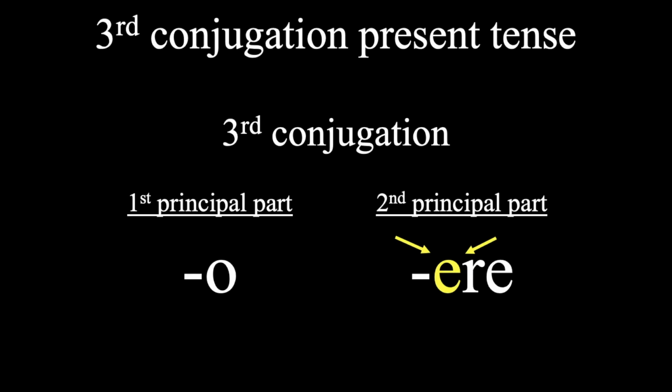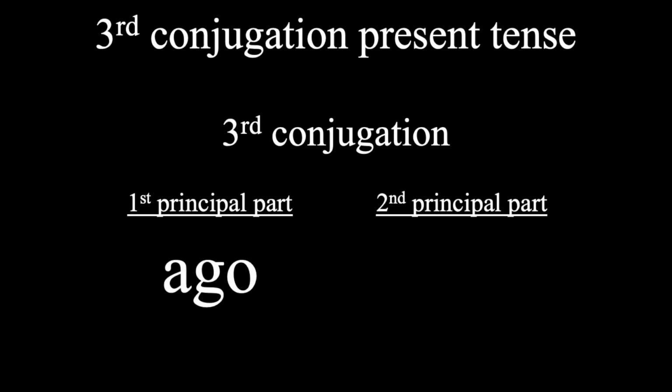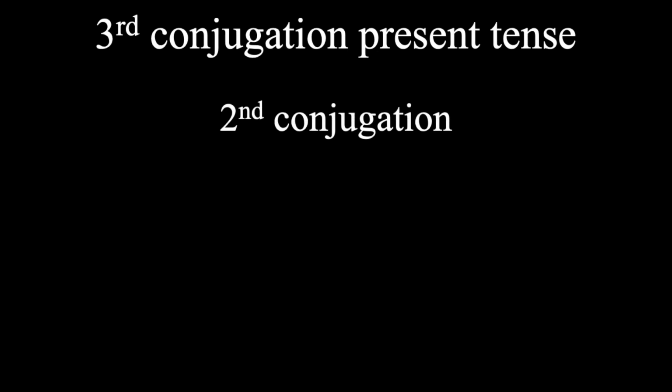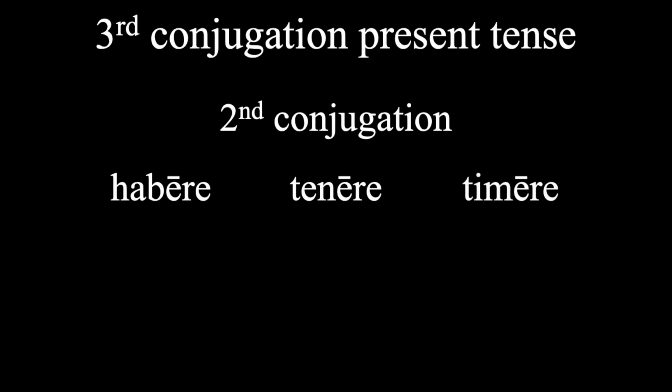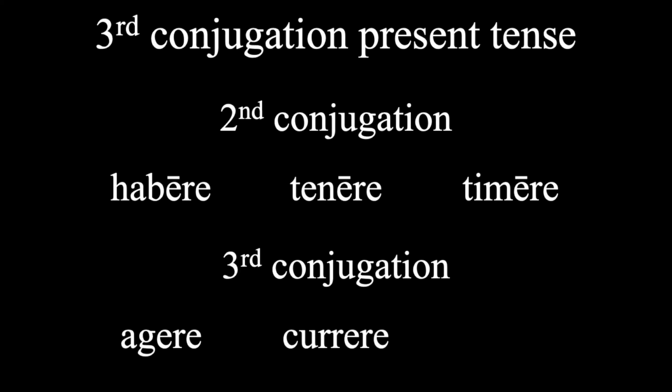In third conjugation, we get verbs such as ago, agere, which means to do or to drive, and you'll notice how the infinitive form is pronounced. In second conjugation, we had verbs such as habere, tenere, or timere. The accent mark there tells us to emphasize that syllable. However, in third conjugation, we have no accent mark there, so instead the words are pronounced agere, curere, and legere.